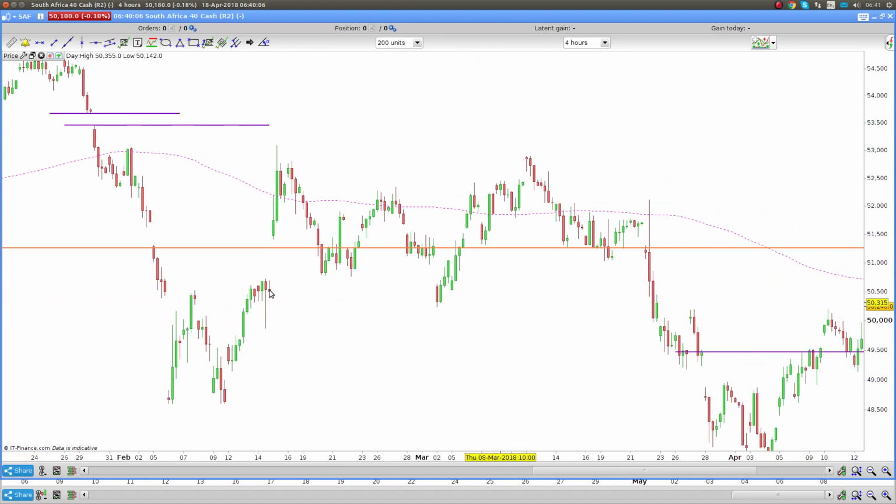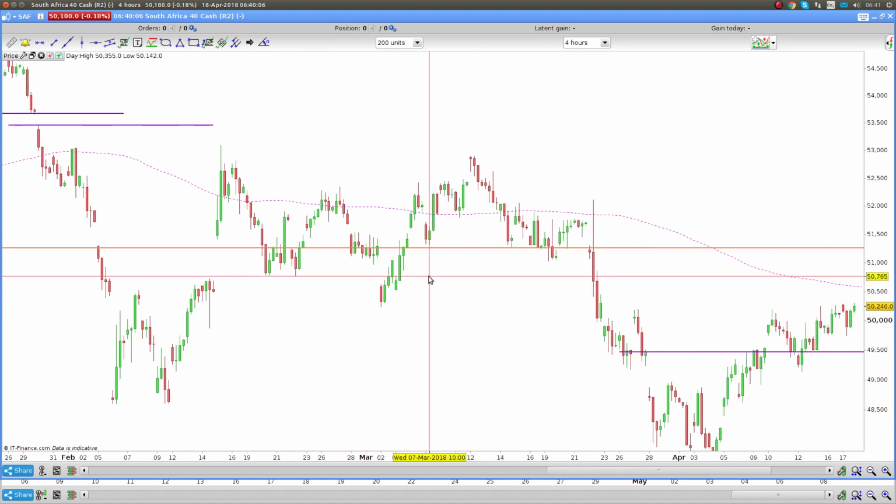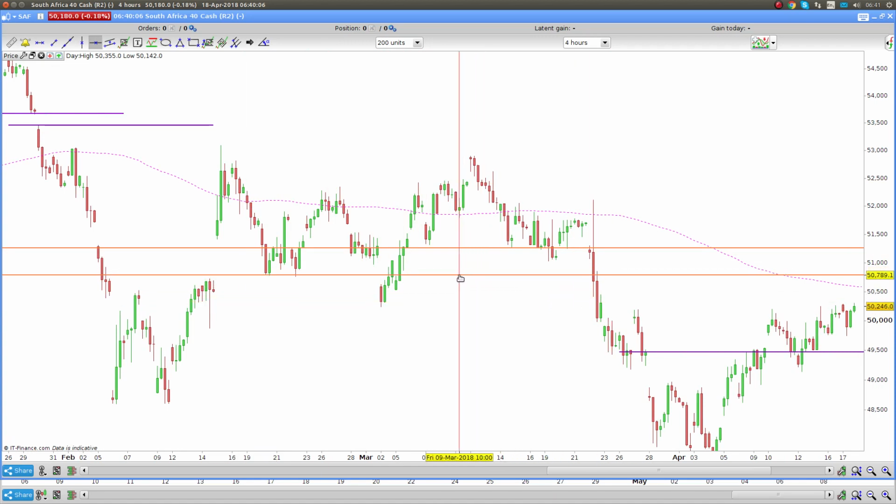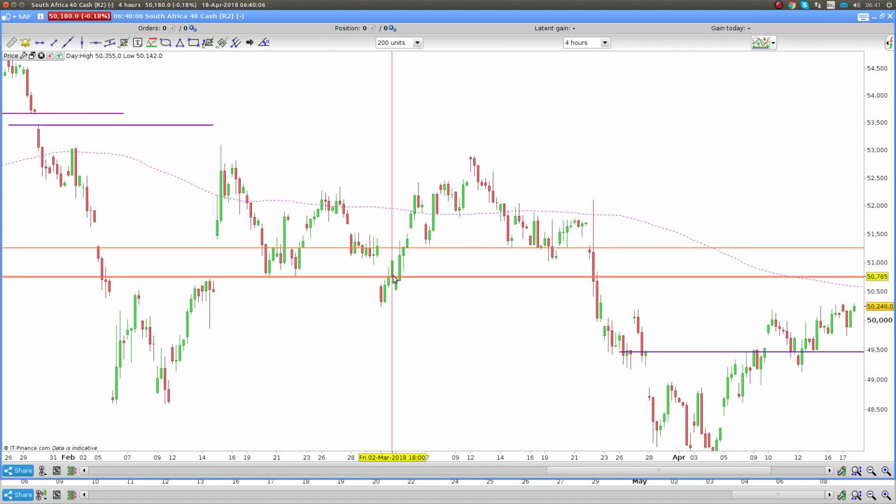But the Brooks gaps, I definitely take cognizance of, and I pay a lot of attention to them. And you can see here's another one. There's one there, and look what happens. Price eventually comes back to close it.